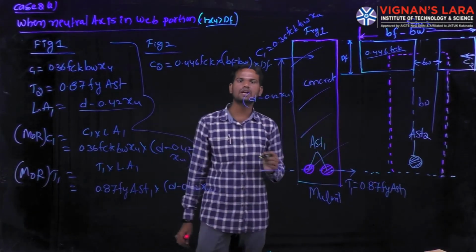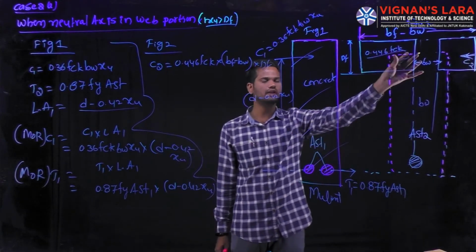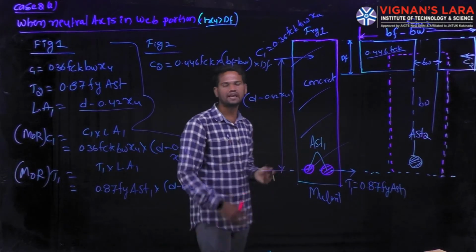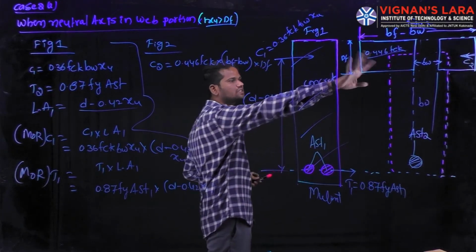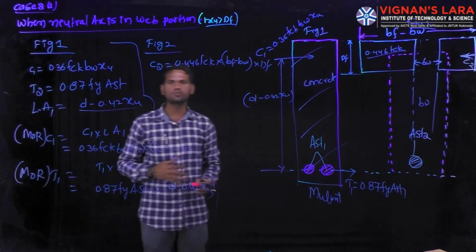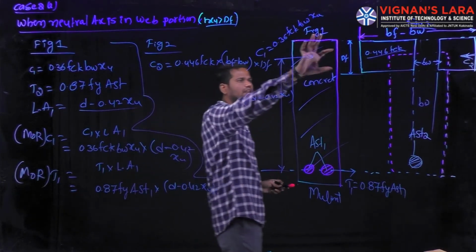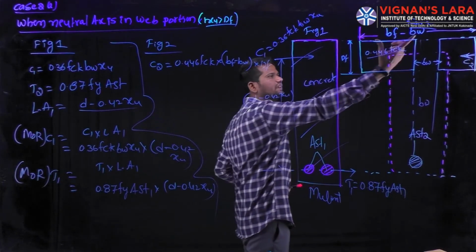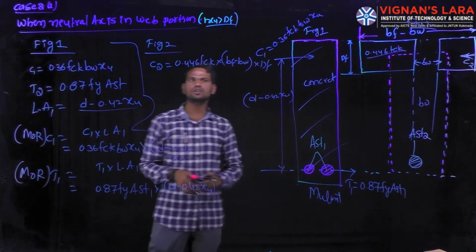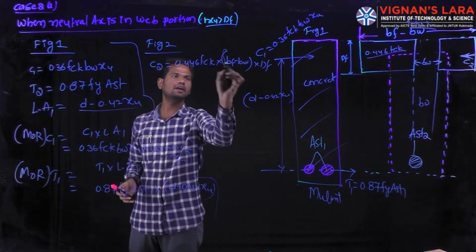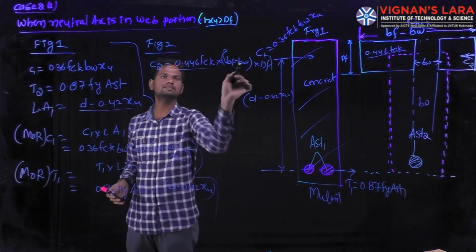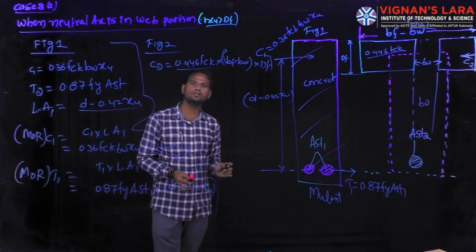The total compressive force acting on this flange equals stress into area. The stress acting on the concrete flange portion equals 0.446 into fck, where df is the depth of the flange and bf minus bw is the width of the flange. This is the area and this is the stress. Stress into area is nothing but force.